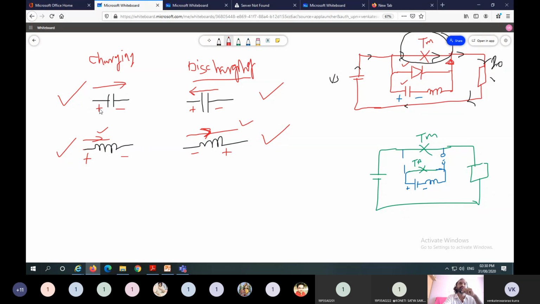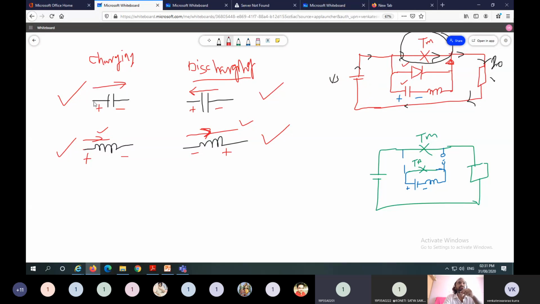If you take a capacitor, voltage polarities are the same, but the current direction changes for charging and discharging. For charging, it is from left to right, and for discharging, the direction of current is from negative to positive. Sorry, right to left. So any doubts about this topic? It means about charging and discharging. Any doubt about charging and discharging of inductor and capacitor? We need to know this topic because it is very useful for further classes. So all of you need to know this one.